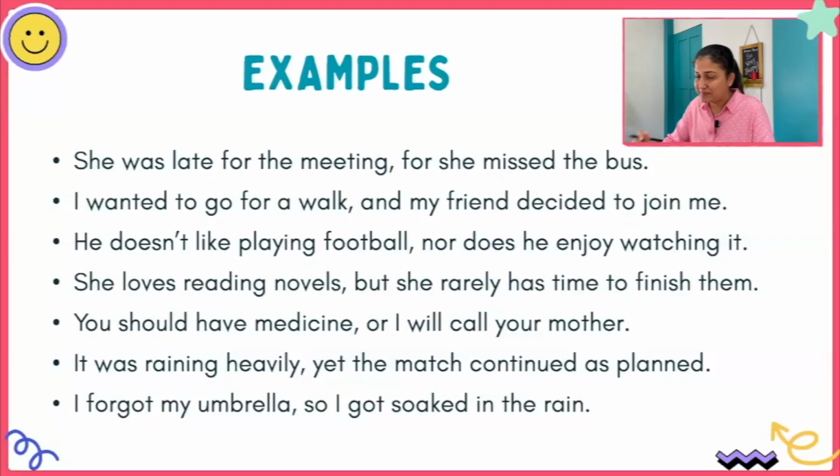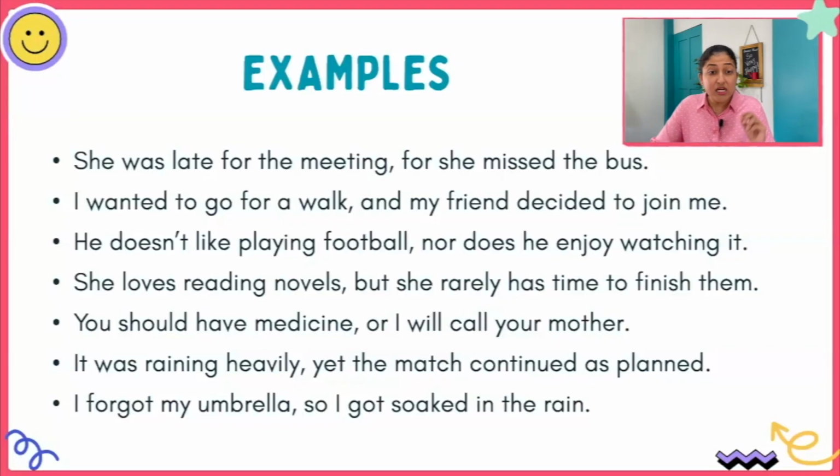Okay? So if at all we have to make two separate sentences and still need to keep the sense of a compound sentence, we can use an adverbial conjunction. Okay, so this much is clear? Cool. Now let's look at some examples of a compound sentence to get the idea clearer.